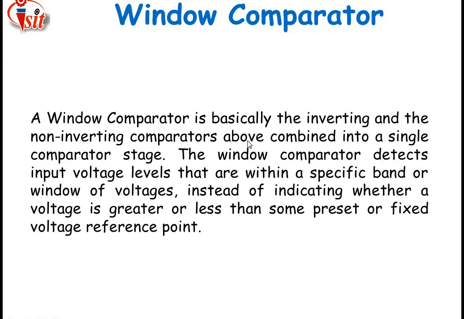A window comparator is basically the inverting and the non-inverting comparators combined into a single comparator stage. A window comparator detects input voltage levels that are within a specific band or window of voltages, instead of indicating whether a voltage is greater or less than some preset or fixed voltage reference point. That means a window comparator is basically related to inverting as well as non-inverting comparator. Just see, here is the involvement of both these inputs.